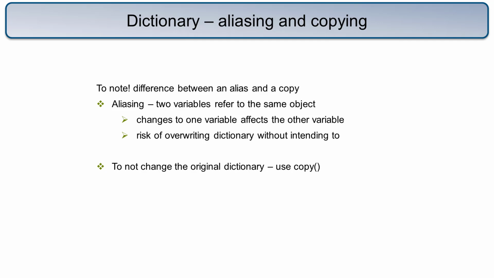In Python, there is a difference between an alias and a copy of a variable, which is important to remember. Aliasing is when two variables refer to the same object, meaning that changes to one affect the other. If you assign a dictionary variable to a new variable, then an alias is created of your dictionary. This is important to know since you can easily overwrite your dictionary without intending to. To make a separate copy of a dictionary, you must instead use the method copy. By using copy, you will not overwrite the initial dictionary.